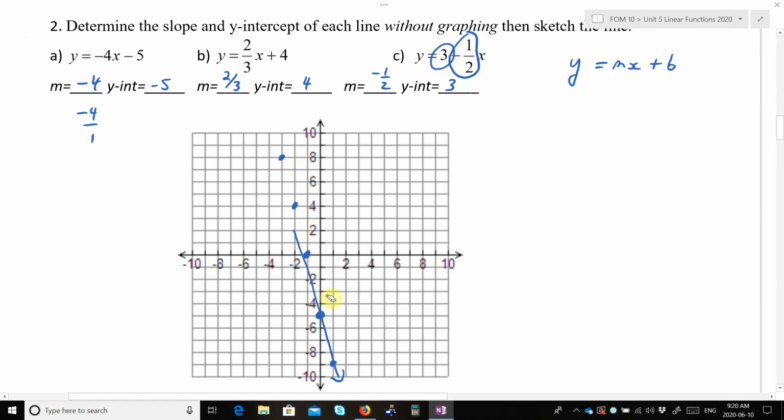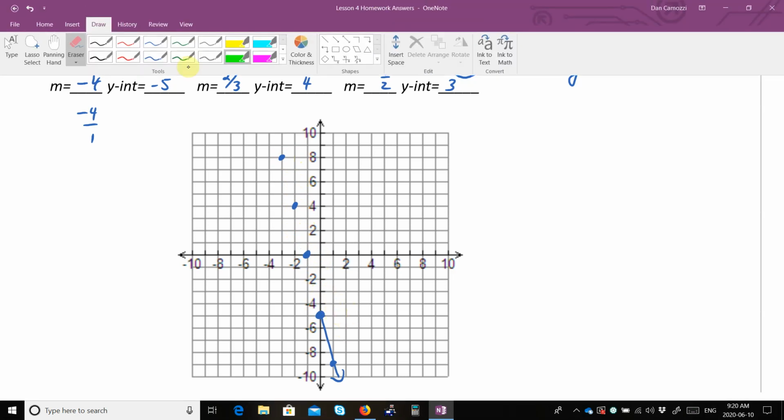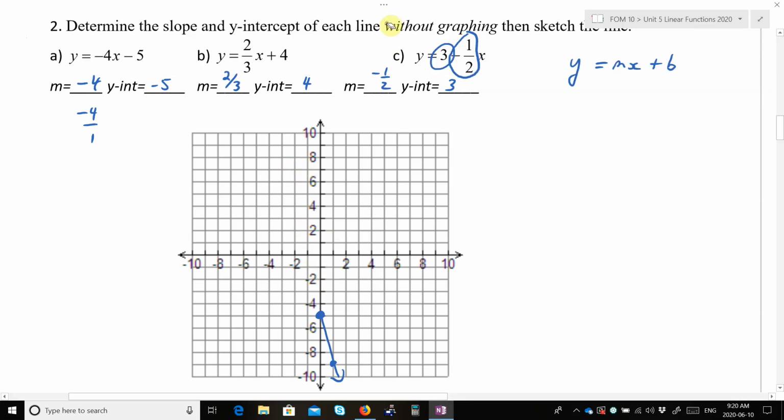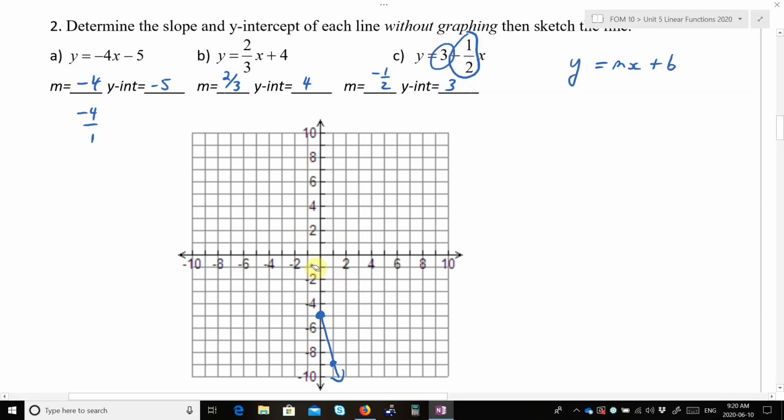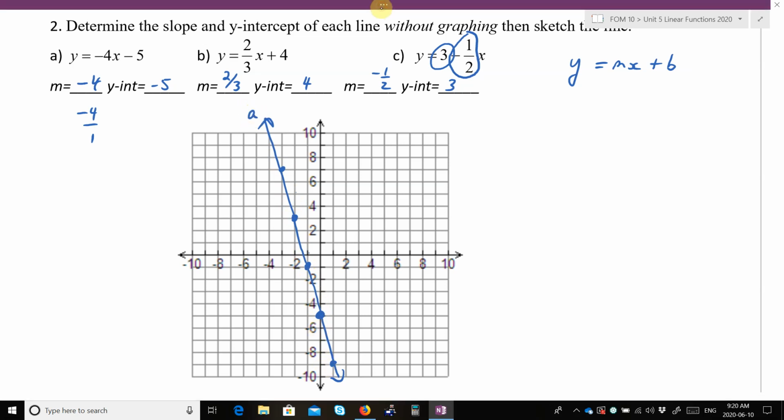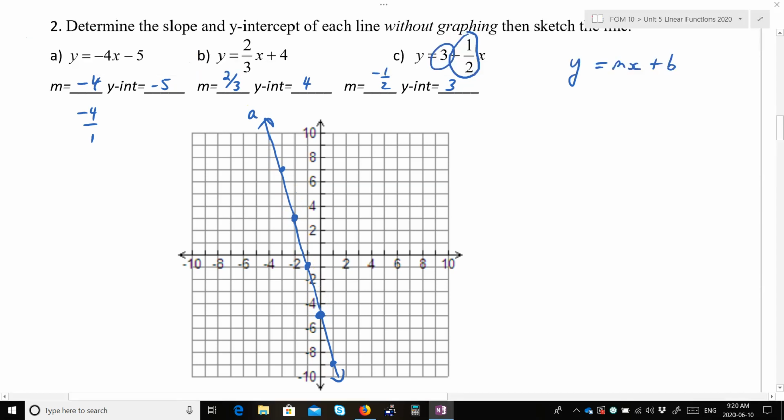And that doesn't look very good. Let me fix this. Did I do this wrong? Oh, yeah, I did. Okay. I put a dot here a little bit too high. 1, 2, 3, 4, and 1. 1, 2, 3, 4. And now we are good. There's line A.